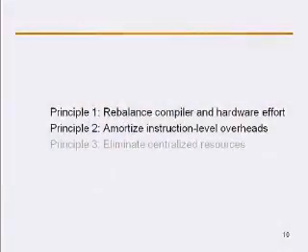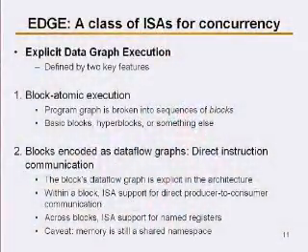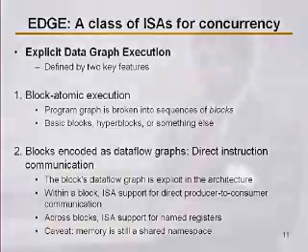So what we've done here is we've introduced a new class of ISAs called EDGE. EDGE stands for explicit data graph execution, and there are 2 main features of this ISA. First, it supports block atomic execution. Either you break a program into a sequence of blocks. These could be basic blocks, hyperblocks, or some other definition of blocks where essentially you group instructions together. The second main feature of the ISA is that it has direct instruction to instruction communication within the block.